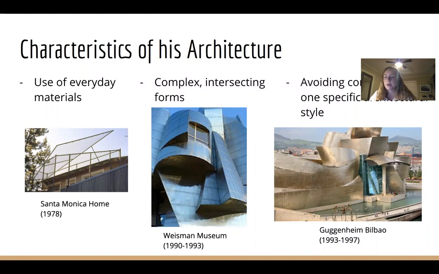And then by the later 1980s, we see Gehry's use of angular forms being replaced by increasingly curved shapes, which gave his buildings, such as the Weissman Museum in the middle there, a very twisting shape with the appearance of being in motion. So these complex forms definitely evolved throughout his career.